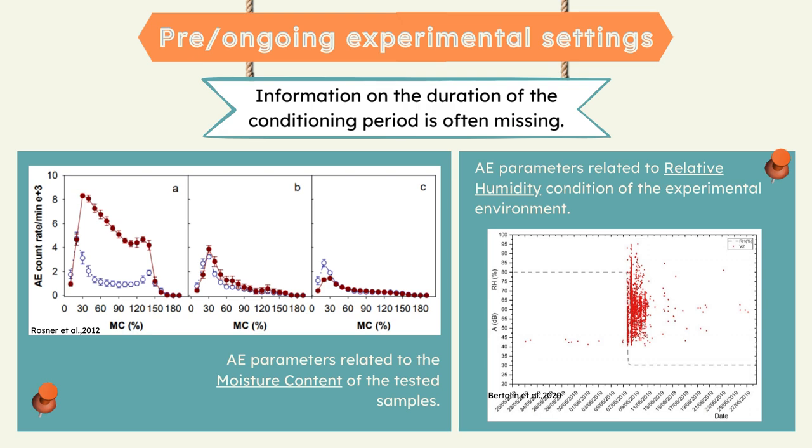The acoustic emission parameters are often related to the moisture content of the samples tested, as we can see in the plot on the left. An example from a work done by Rosner et al. in 2012 is reported. Here, there is the acoustic emission count rate of signals lower than 175 kHz and of signals higher than 175 kHz, respectively indicated by filled and open symbols, from fresh never dried, indicated by letter A, once pre-dried, indicated by letter B, and twice pre-dried, indicated by letter C, sapwood beams at different moisture content levels. As a result, the acoustic emission count rate lower than 175 kHz of fresh, never dried sapwood beams appeared to be much higher than that of once or twice pre-dried sapwoods.